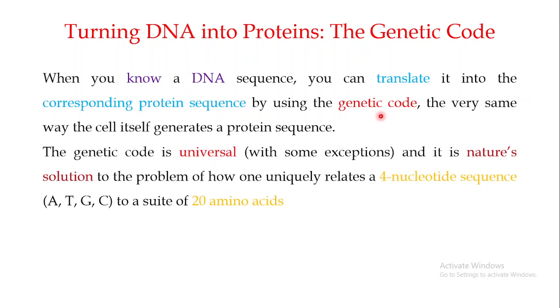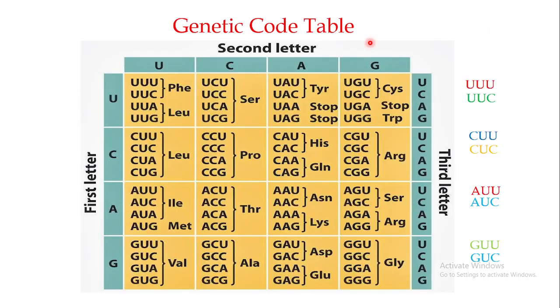And this genetic code is universal, and it's nature's solution to the problem of how one uniquely relates a 4 nucleotide sequence to a suite of the 20 amino acids. So what is this particular genetic code? In this particular video, I want to focus on the genetic code table.